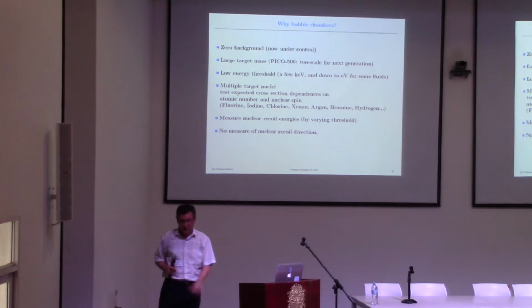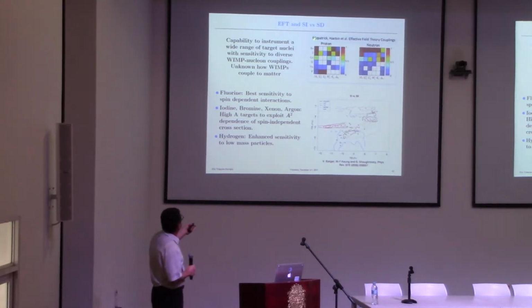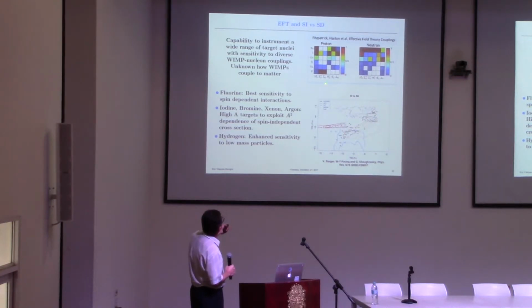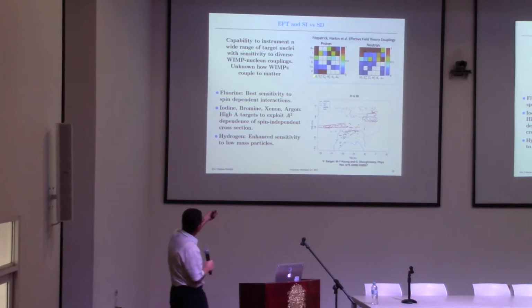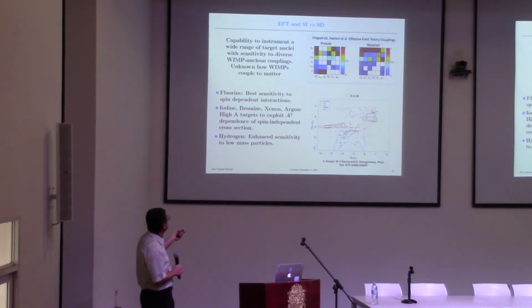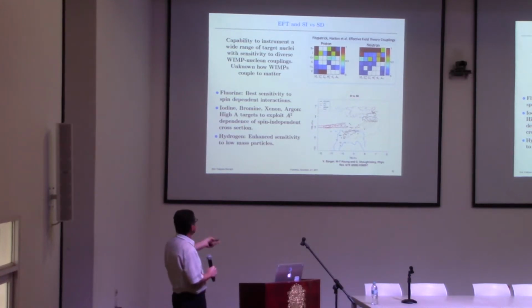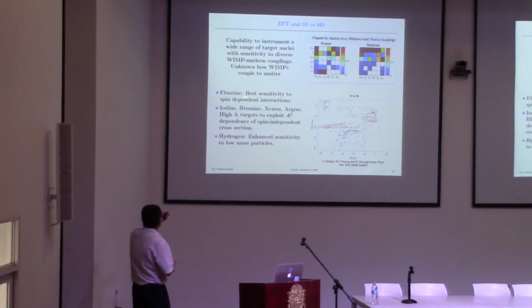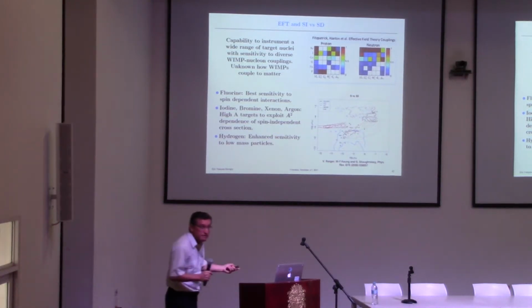As I said, we measure the nuclear recoil energies by changing the threshold, and we don't have information about the nuclear recoil direction. Spin-independent is attractive for many reasons, but for the effective theory, because fluorine has an unpaired proton, we are sensitive to the longitudinal and transversal spin-dependent interactions. This is a summary of the fluids. Fluorine is better for sensitivity to spin-dependent interactions. Iodine, bromine, xenon, and argon exploit the A-squared dependence for spin-independent, for example.